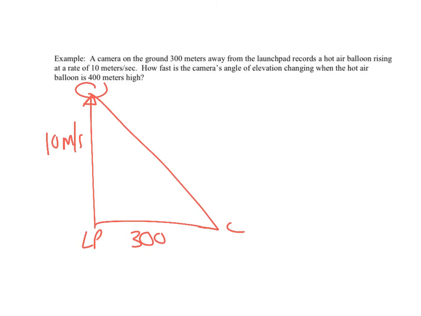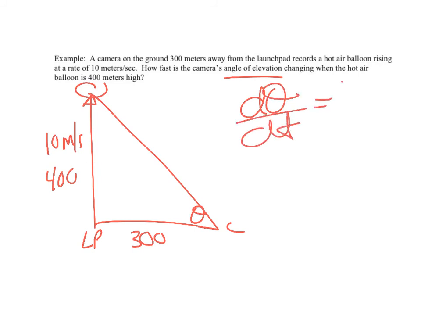How fast is the camera's angle of elevation changing when the hot air balloon is 400 meters high? So I know this is 400, and here would be my angle of elevation. So this is a d theta dt question. Okay, now this is where all that trig comes back in. So the first thing I'm going to focus on is, again, Pythagorean theorem. They didn't mention area, so I'm not making that up. It's just back to Pythagorean theorem.